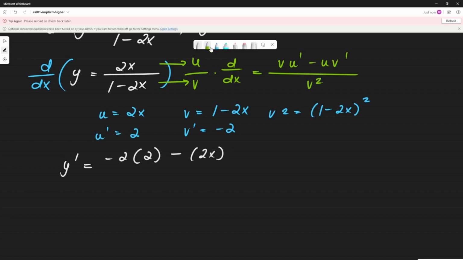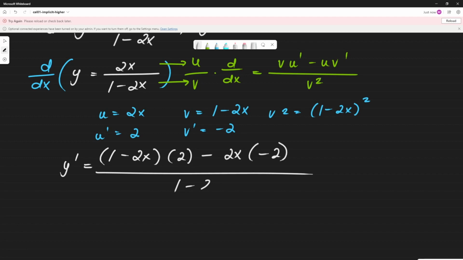Sorry. Wait, let me rewrite. Ulit. Ayan, nalilito na ako pagka bumabalik ako. So, we have 1 minus 2x rather, instead of negative 2, kasi v lang ang tinatanong, then u prime natin is 2. Minus yung ating vu prime minus u, no? So, that is 2x. So, need to be careful. Then, we'll have negative 2, all over 1 minus 2x quantity squared.